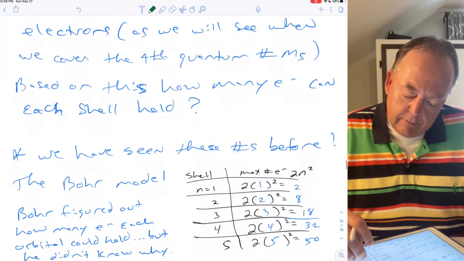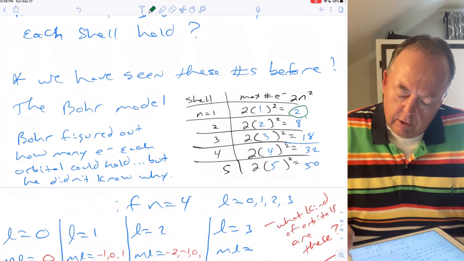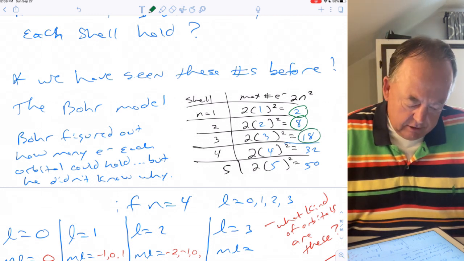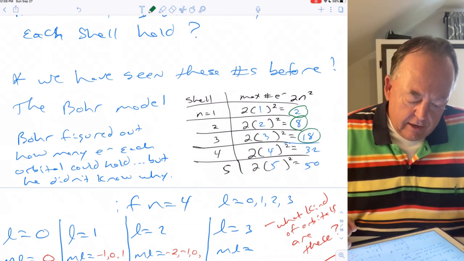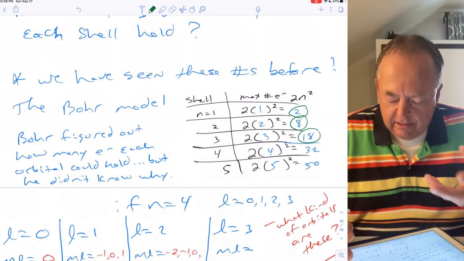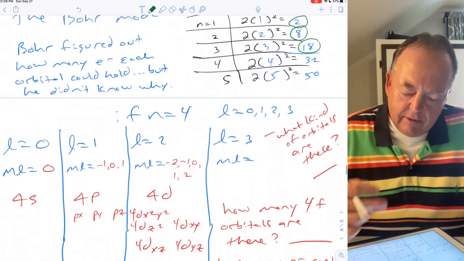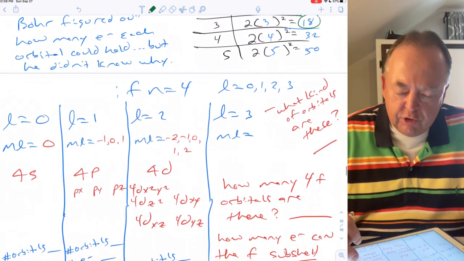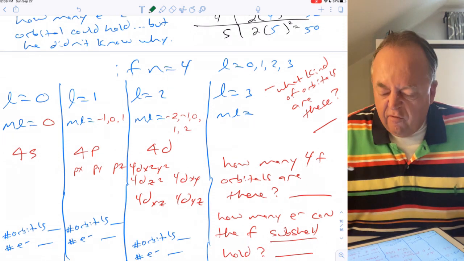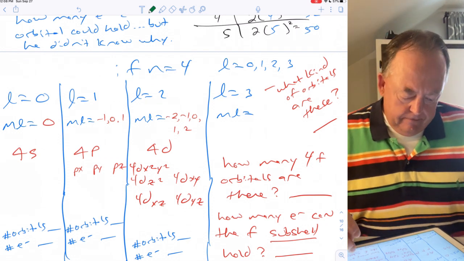Okay, so we've seen these numbers before. We've seen these numbers in the Bohr model, right? First shell can have 2 electrons, second shell 8 electrons, third shell 18 electrons. So Bohr figured out how many electrons each shell could hold, but he didn't know why, because he didn't understand quantum mechanics yet. But quantum mechanics illustrates why. And especially once we have the fourth quantum number m sub s, then it will all tie together.